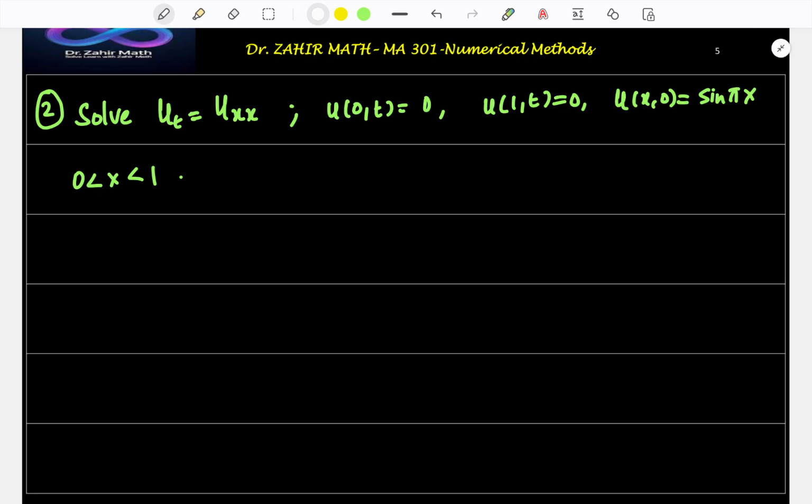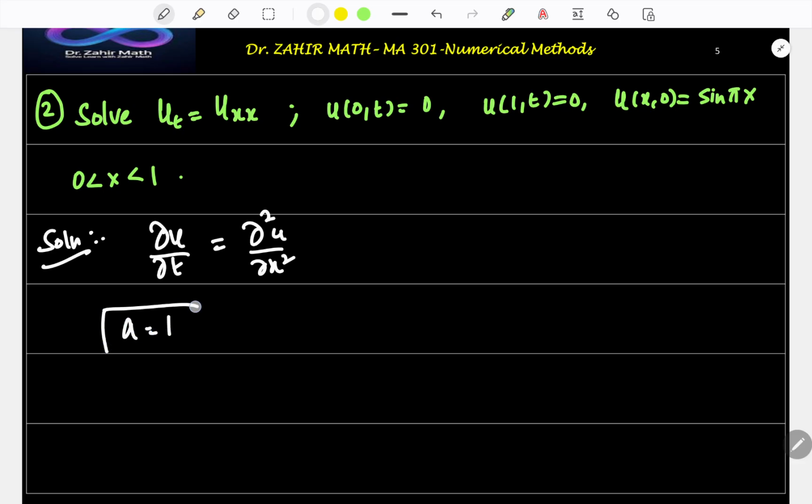Solve u_t = u_xx. It means ∂u/∂t is equal to ∂²u/∂x². I told you the coefficient of ∂u/∂t is taken as a. So a is equal to 1. Okay.